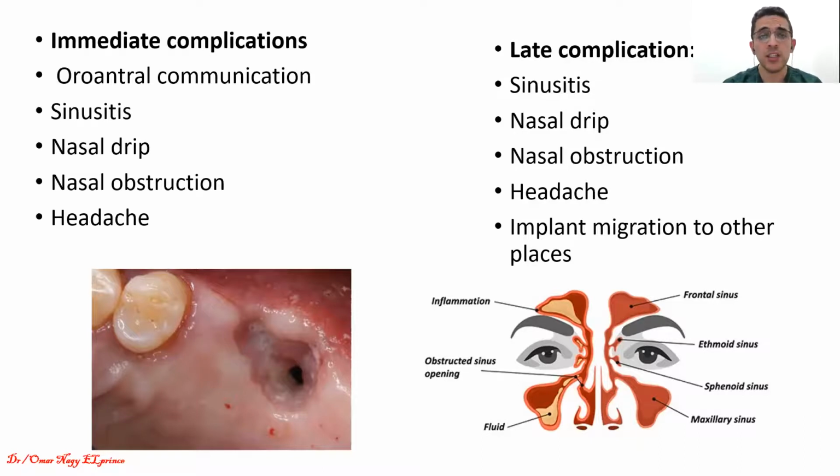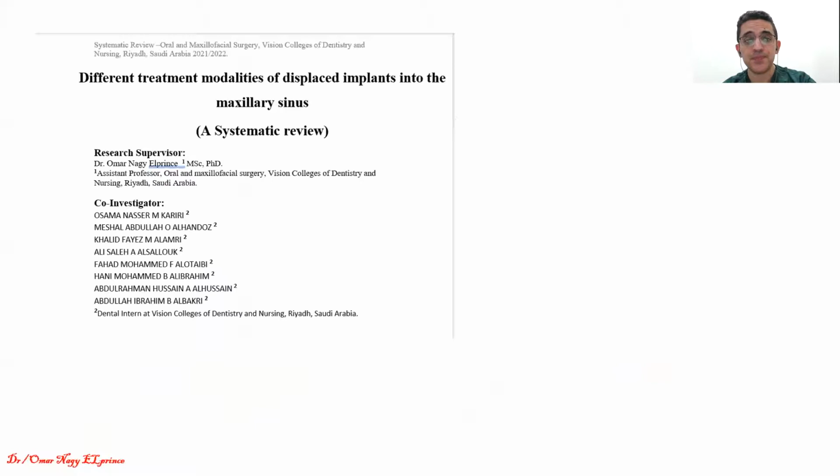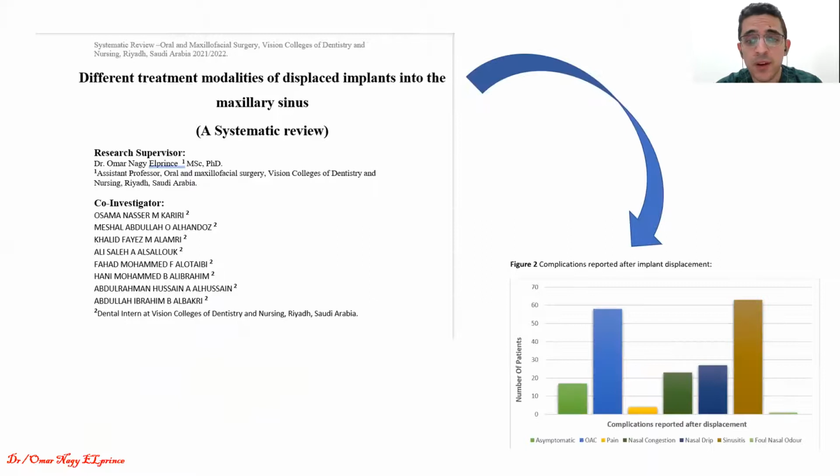يعني one of complication للإمبلانت إن هو ممكن migrate to other areas other than الماكسيلاري sinus زي ما هنتكلم بعد كده. يعني I have proudly, my students and I have conducted a systematic review before about this, and we have found many complications reported. And guess what? One of the highest complications is asymptomatic patients.